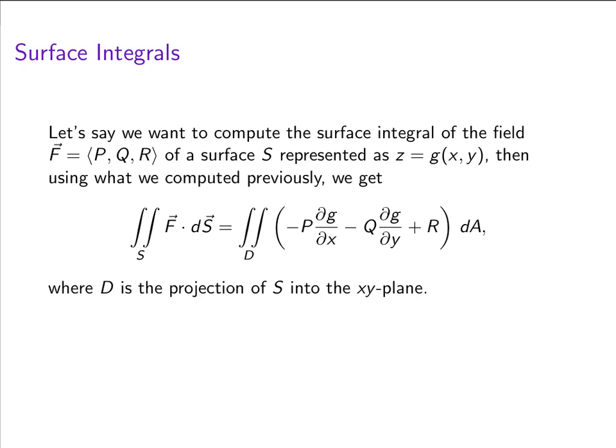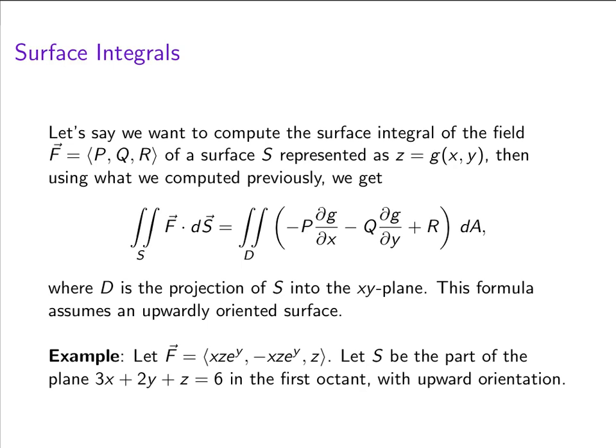Here, D is going to be the projection of the surface into the xy plane. And in doing so, we'll be assuming that this is an upwardly oriented surface. If for whatever reason we need to orient this thing downward, then we just take the negative of the whole thing.